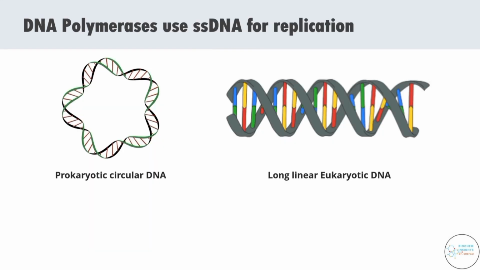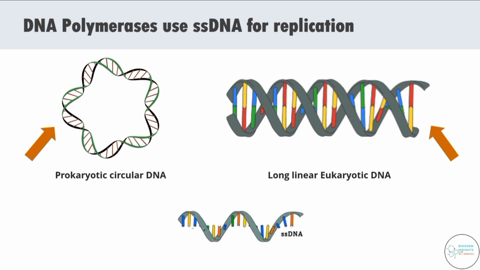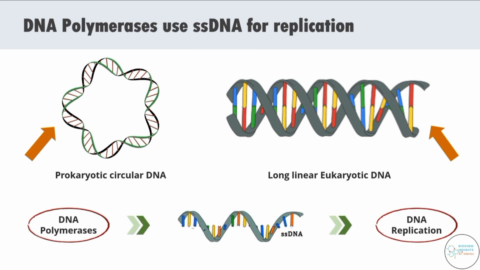We know that a DNA molecule is made up of 2 single DNA strands twisted around each other in a double helix shape, right? As you can see here, this is prokaryotic circular DNA and this is linear eukaryotic DNA. We also know that replication can occur only from a single-stranded DNA template. Why? Because the enzyme DNA polymerase, which is responsible for DNA replication, uses only single-stranded DNA as template for DNA synthesis.